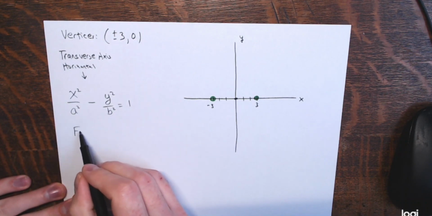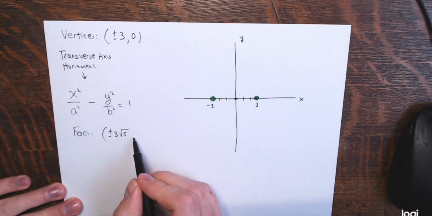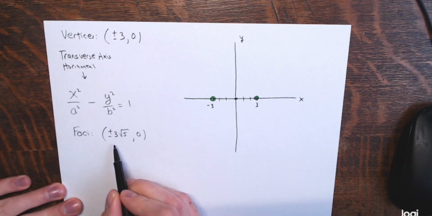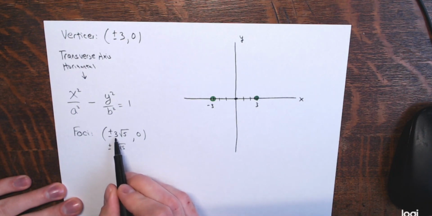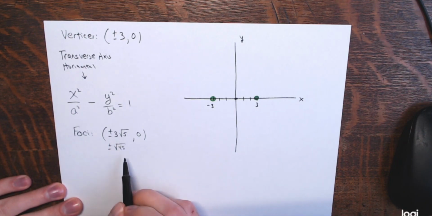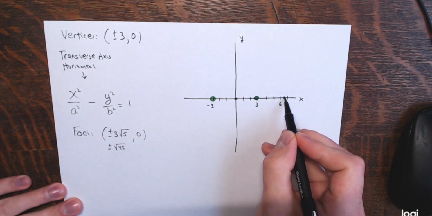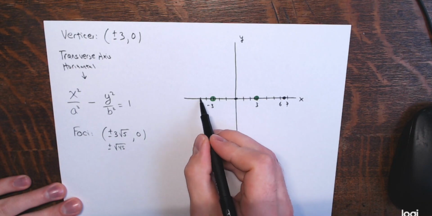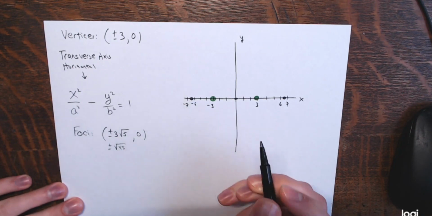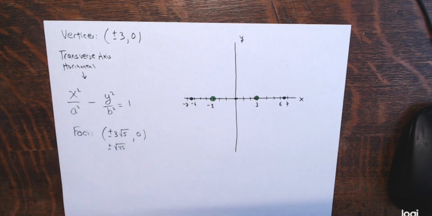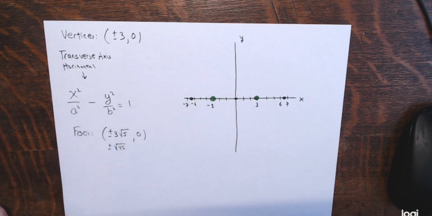They also gave us the foci, right, which are at plus or minus 3 root 5, 0. Now that's also square root of 45, right, because 3 is the square root of 9. So this is between 6 and 7 units. So between 6 and 7, there's one focus. And then between -6 and -7, there's another focus. And I just need to find the asymptotes and be able to draw it.